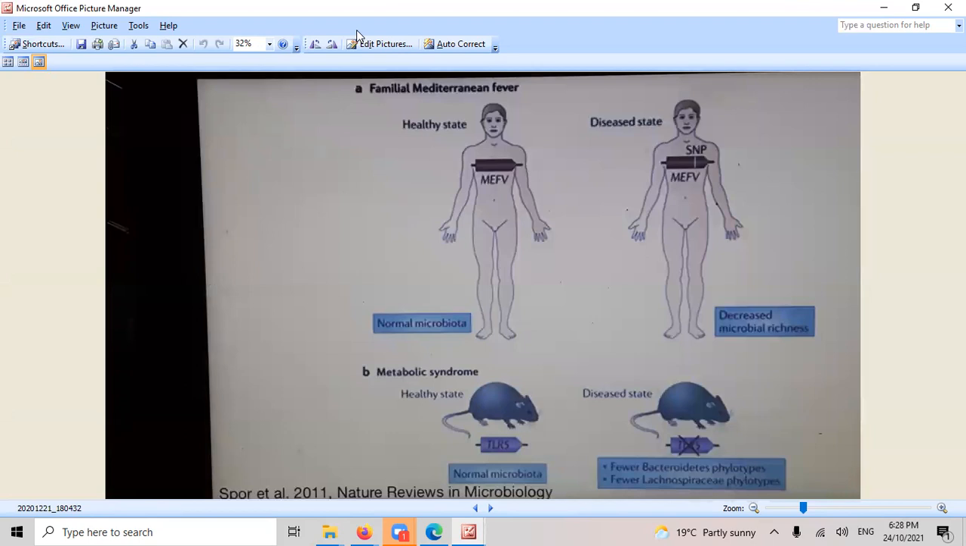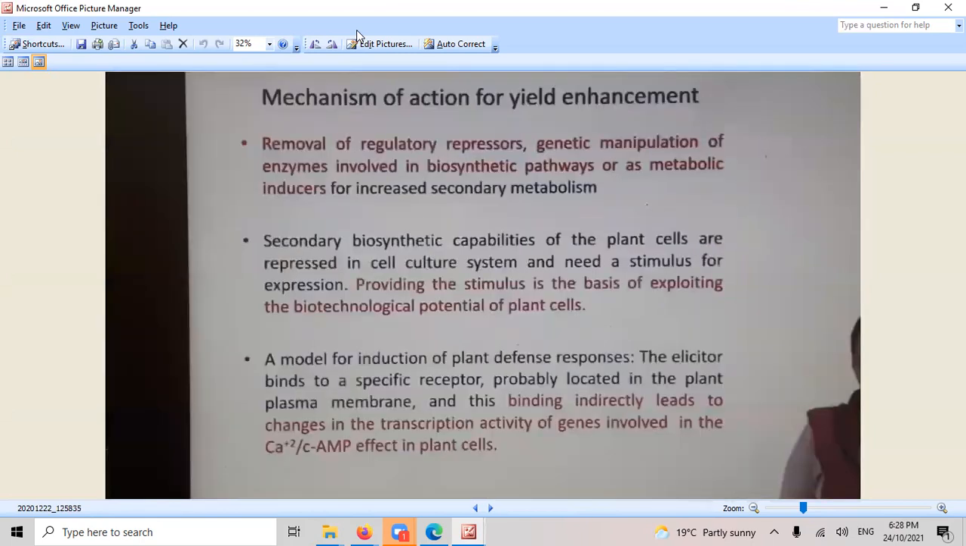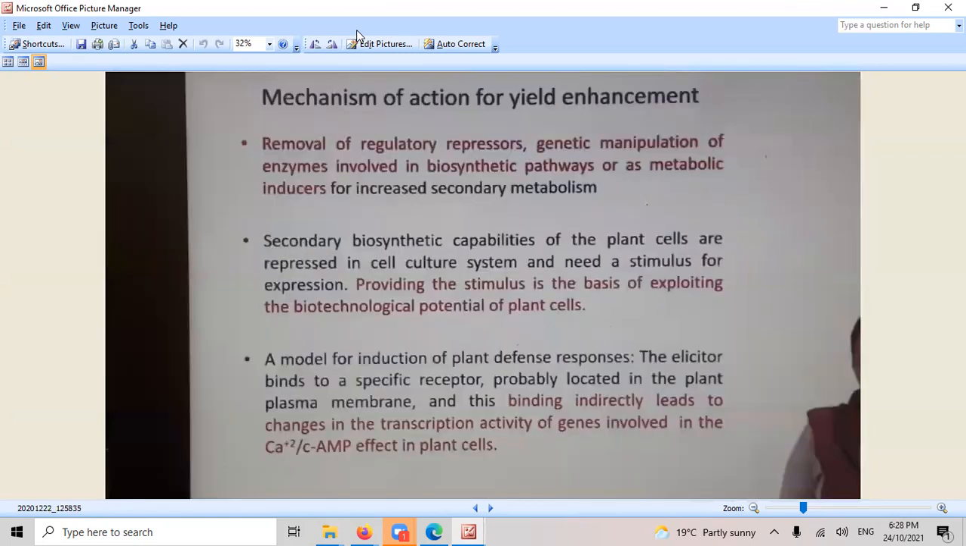MERV gene, yes. Change your MERV gene if you have Mediterranean disease. There you go, there's a fix for it. Get your doctors to go in and do that. Mm-hmm.